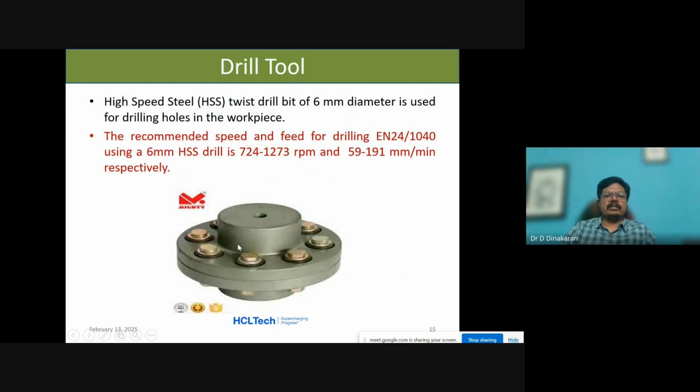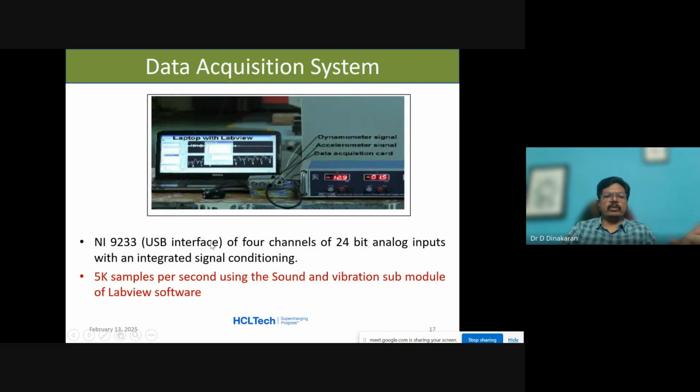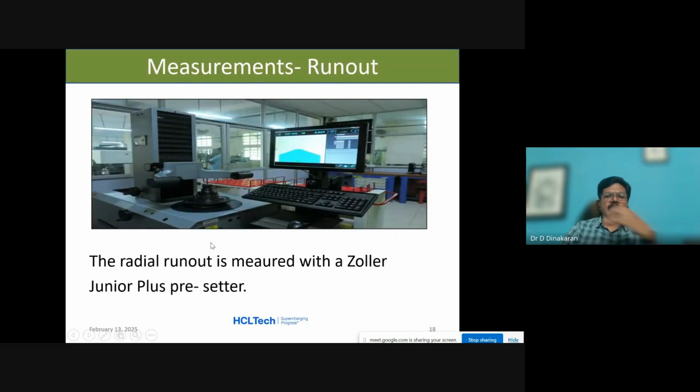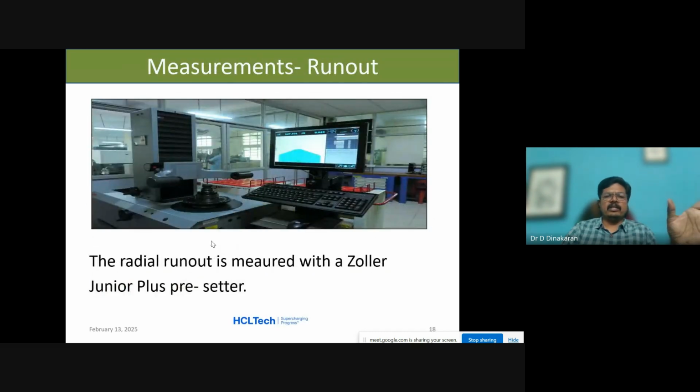Okay, this is the drill tool. So these are the sensor models. I'm not going into detail with that. Then for each and everything, say if there is a tool where we are going to take the vibration signals, how do we validate that, how do we cross-verify that? For that, some reference measurements have to be made.